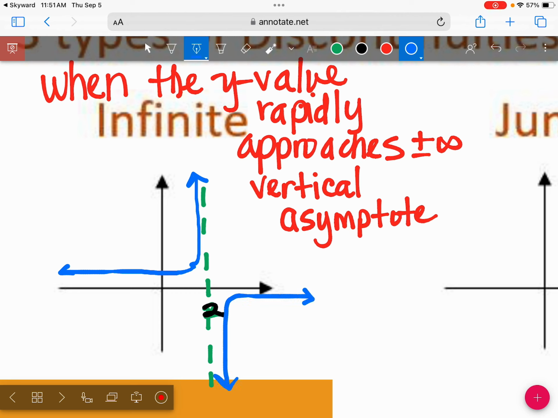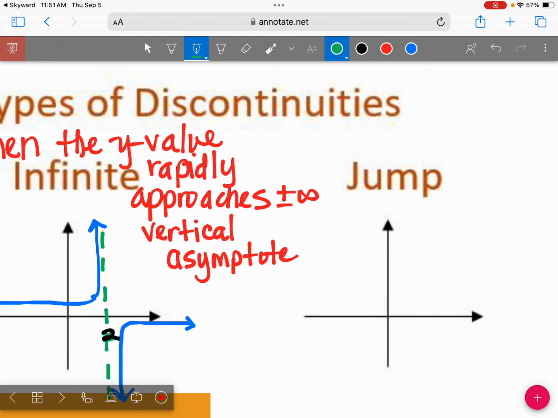These are examples of what it looks like, by the way. This is an example of what it could look like. It doesn't mean that on both sides, one is going to go up and one is going to go down. They could both go up or they could both go down. So that's your first type of discontinuity, is an infinite. The second type is when you have a jump. And the jump is when your y value changes.